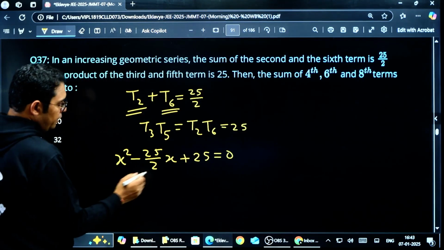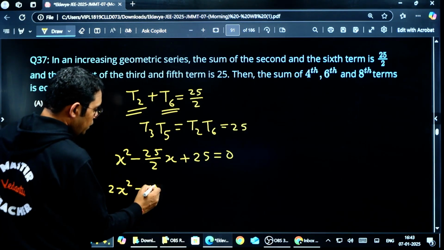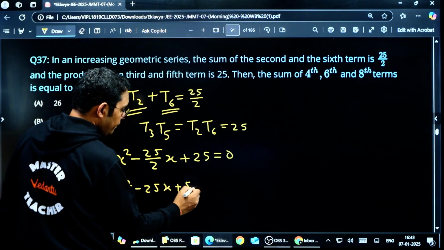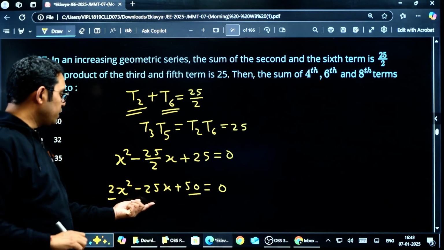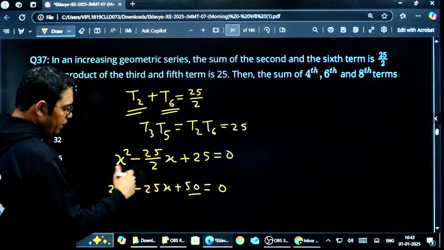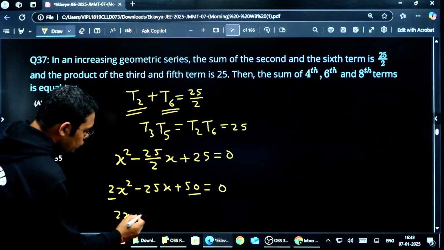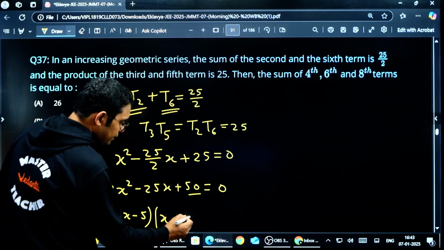Okay, I think we can split the terms. Let us first multiply by 2: x square minus 25x plus 50 equal to 0. So the product of these two is 100. To make this product 100, I think 20 into 5 will be fine. So minus 20 and minus 5. So the factors would be 2x minus 5 as one factor and x minus 10 as another factor.